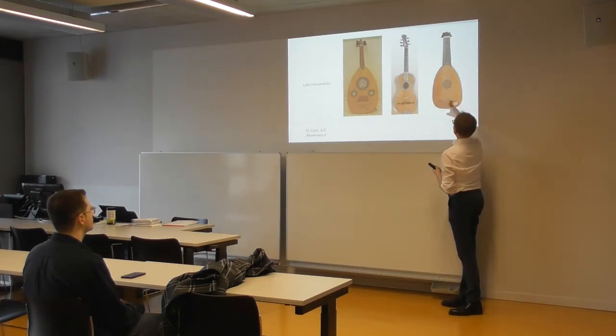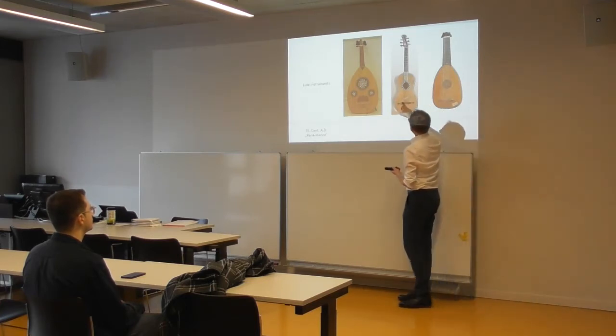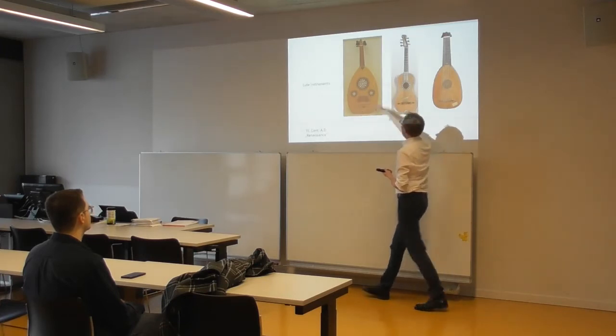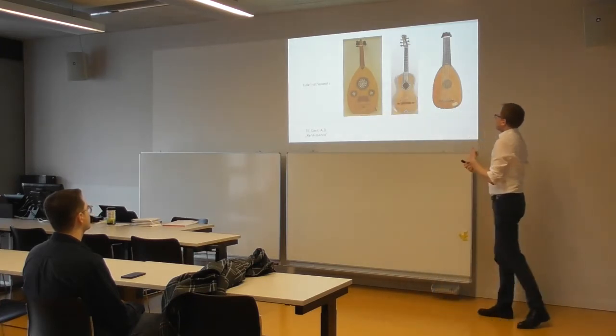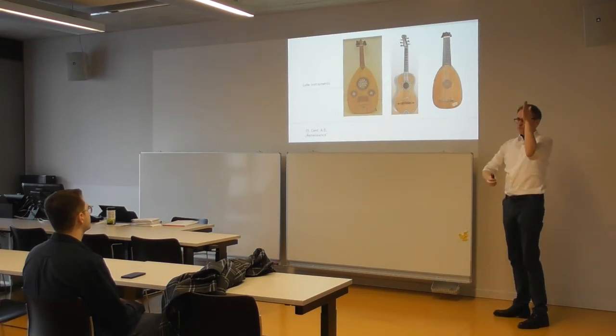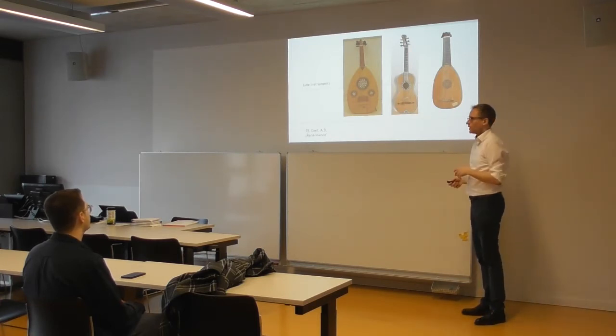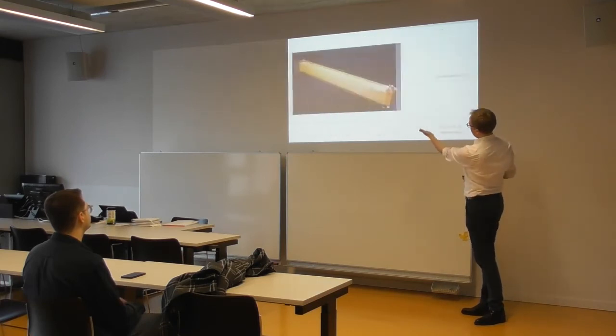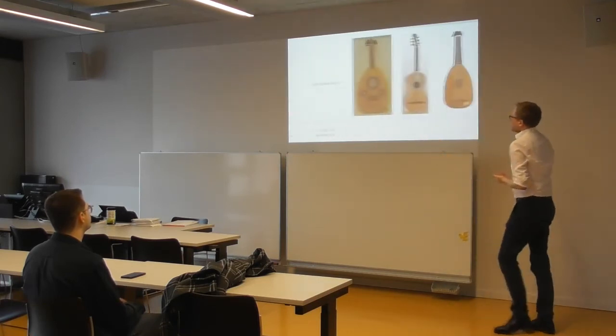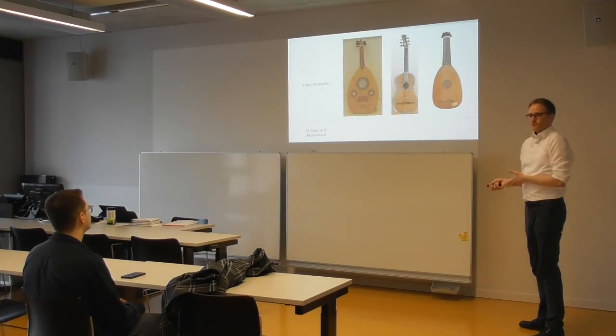You see there are maybe 15 strings, I don't know. Here it's already 6 strings, here is 4 strings, or 8, I don't know. And they are all tuned differently, and you can make more melodic sound than you could with the monochord, of course. So that was the lute.